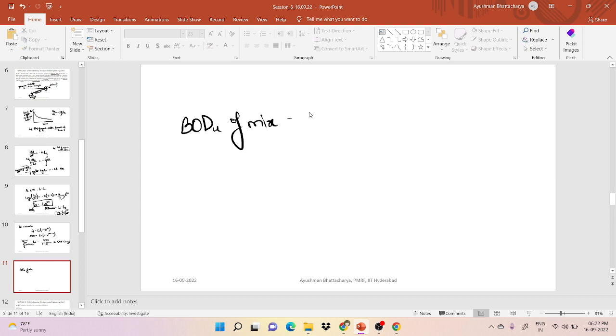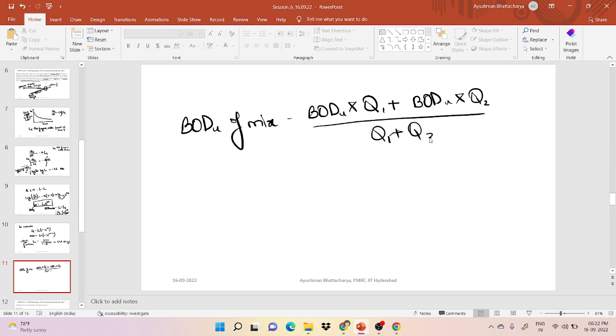So BOD of mix means BOD U of wastewater into discharge, plus BOD U of stream into discharge, Q1 and Q2, upon Q1 plus Q2. So this was for wastewater and this will be for stream.